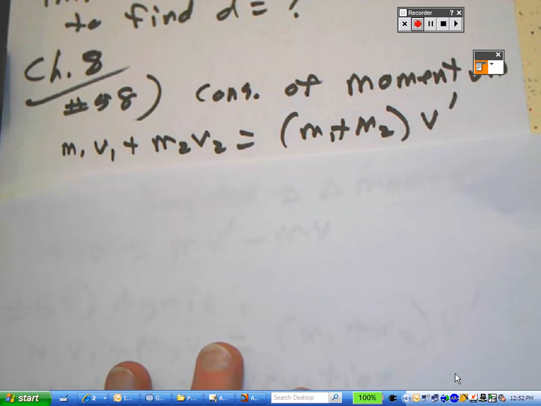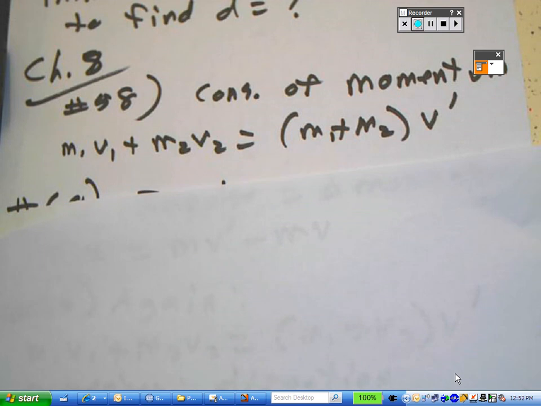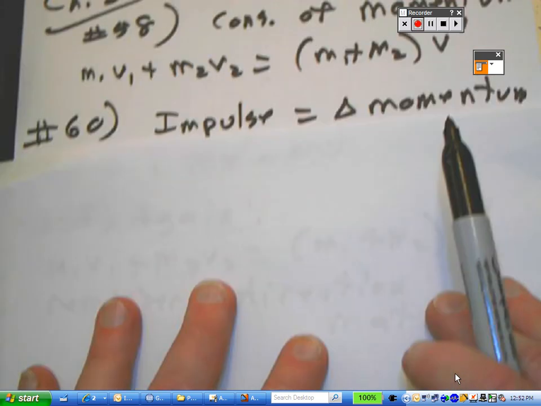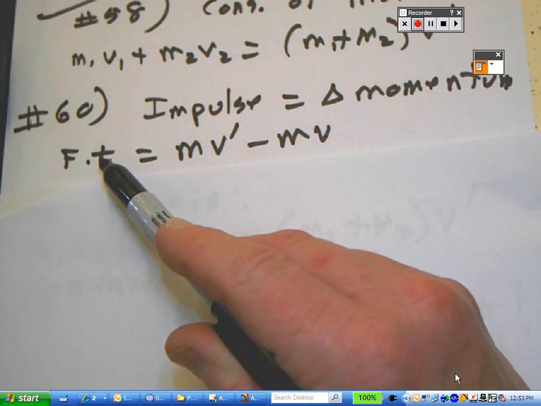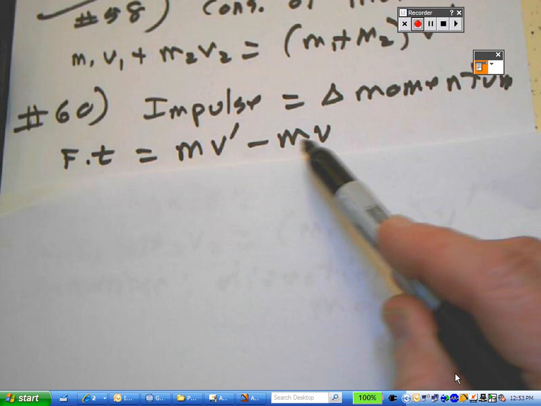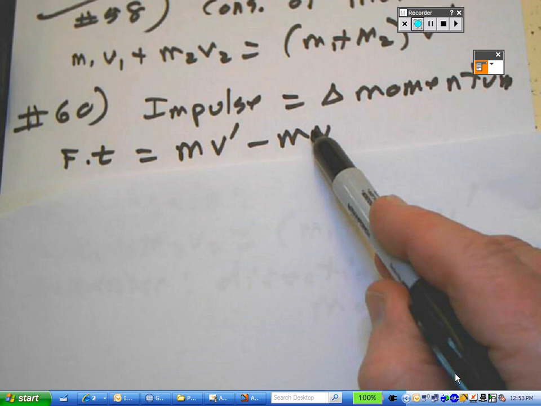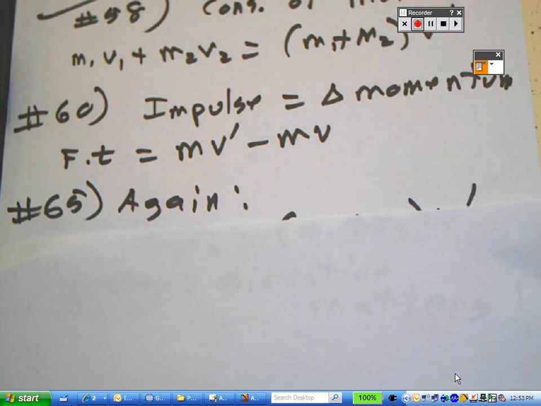That's number 58. Let's look at number 60. So number 60 is involving a force. So I want to remind you that impulse is the same as the change in momentum. What I've given you on your formula sheet, I believe, is a very good formula for impulse, the left-hand side, equals mass times v prime minus mass times v. So the right-hand side is the change in momentum. It's the momentum at the end minus the momentum at the beginning. Remember, v prime stands for the velocity at the very end. Let's look at number 65.